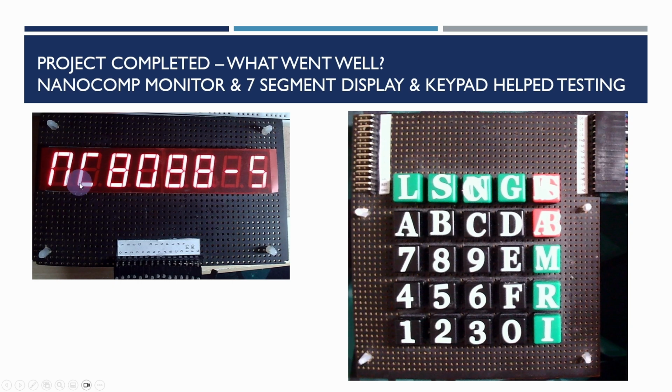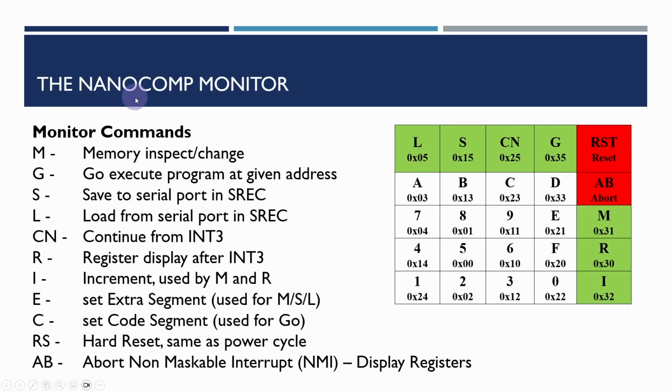Now, the Nanocomp monitor, I've shown you the display and the keypad already. So the keypad was almost identical in design to the original Nanocomp 6809 project. But the Nanocomp monitor, I migrated from the 6809 assembly language over into the 8086 assembly language. I was going to rewrite it in C, but it actually turned out to be easier just to convert the assembly language. And the keypad had a number of functions.